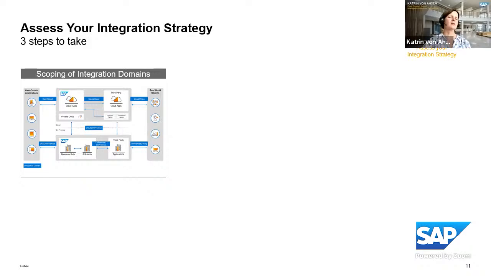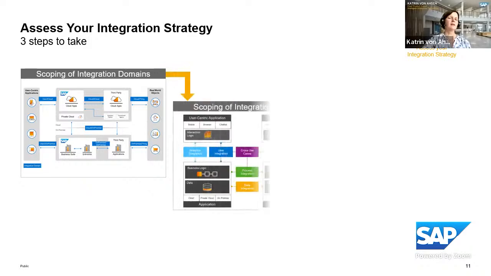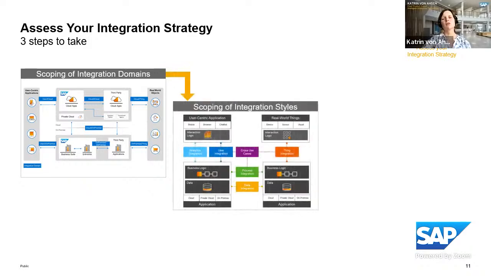So depending on these requirements, you can also already perform the first level of scoping by selecting the integration domains which are relevant for your organization as of today and midterm. The next level of detailing is then to perform a scoping on the level of integration styles. Integration styles are the archetypes of enterprise integration and describe the integration touch points with business applications. I will come to that in more detail in a second.